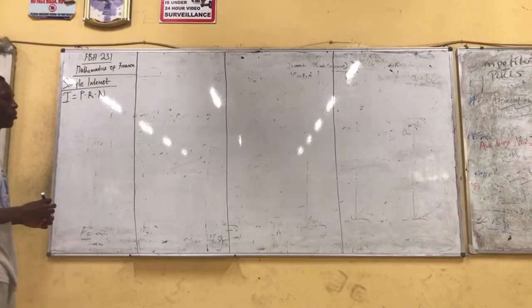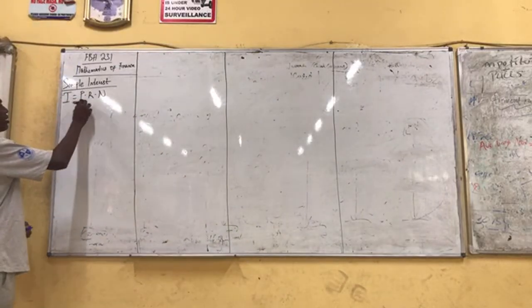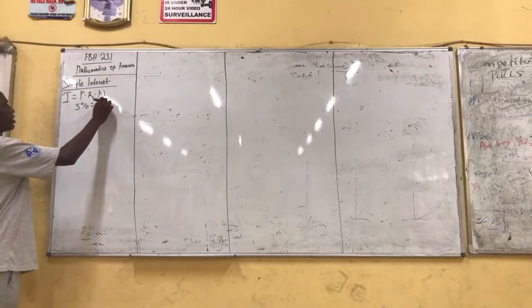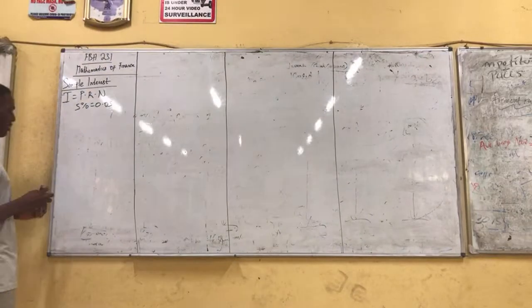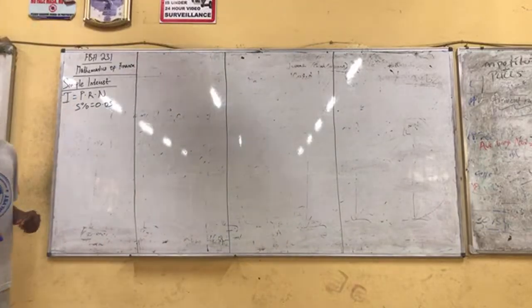So I relate it as principal times rate times time. Your rate is in percentage, so you convert it to decimal. What do I mean by that? If you are told 5% interest rate, that's 0.05. You understand? That's our rate.